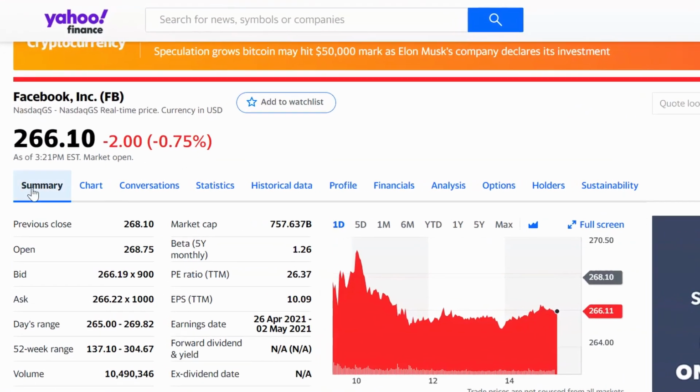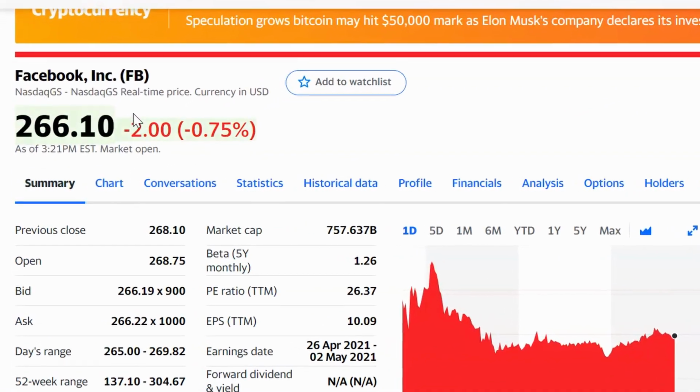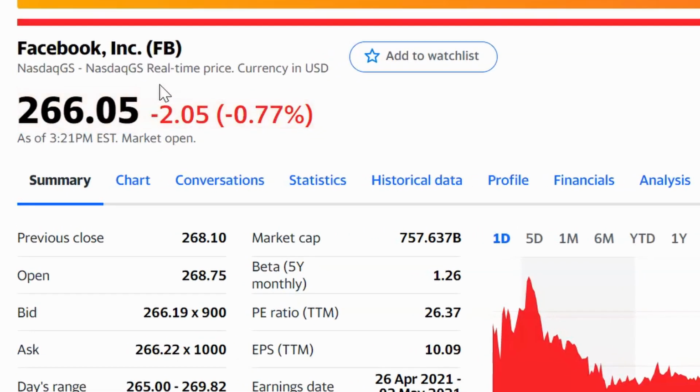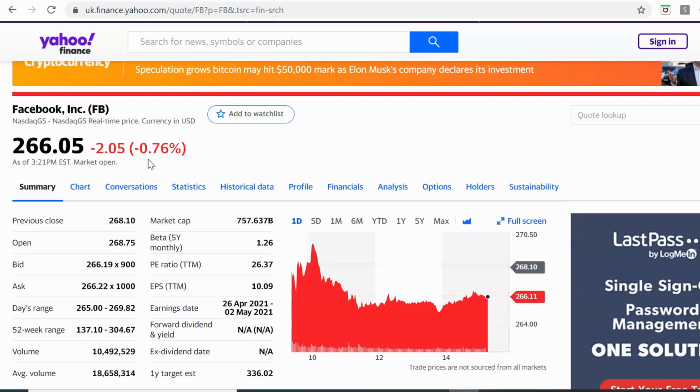Okay, so now this number underneath here is the share price. This is the current share price, the value of the stock right now per share. So this is saying it's worth $266. And as you've seen already, this updates and corrects itself all the time. People are constantly buying and selling shares, especially in a big company like Facebook.